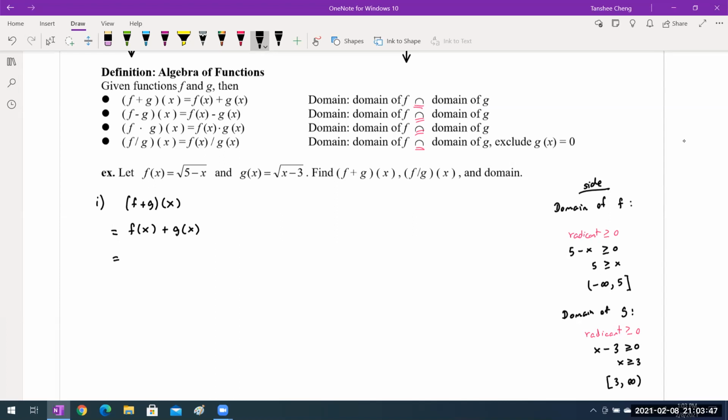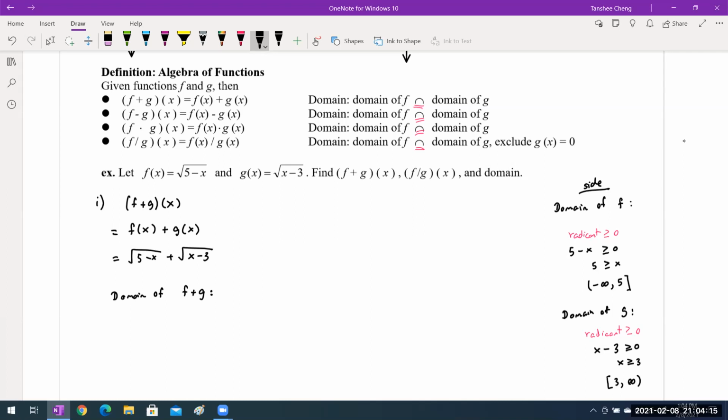And this basically looks like square root of 5 minus x plus square root of x minus 3. We cannot simplify any further, so that's our final answer. The next step is to find out the domain of this f plus g. That is simply saying the intersection of the domains of both functions.